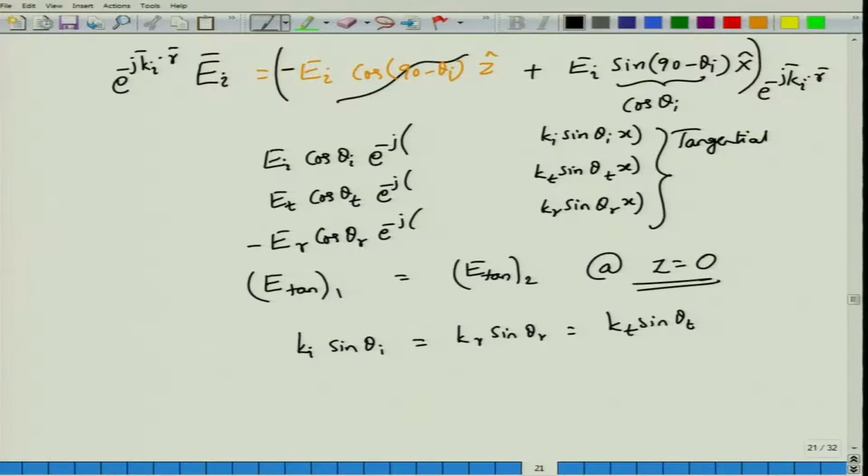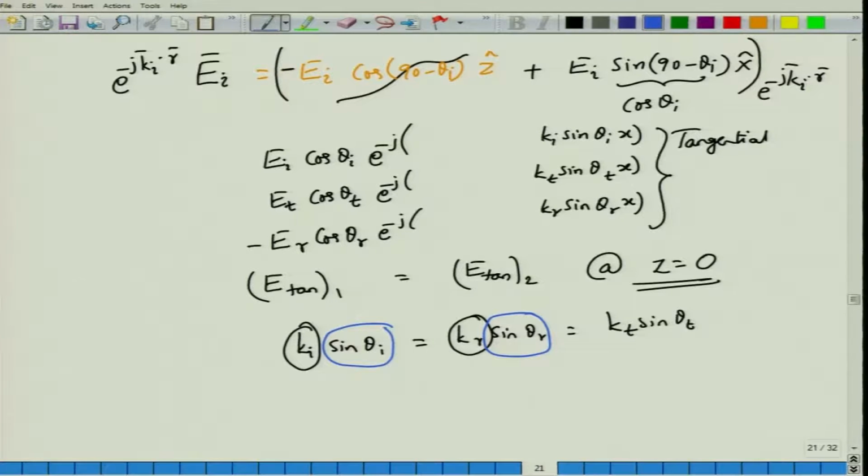Otherwise, you won't be able to satisfy this at all points of x. Now, there is no surprise that ki must be equal to kr. After all, the incident and reflected fields are both traveling in the same media. Therefore, these amplitudes are the same. But now look at this very beautiful relationship: sin theta I is equal to sin theta r, right?